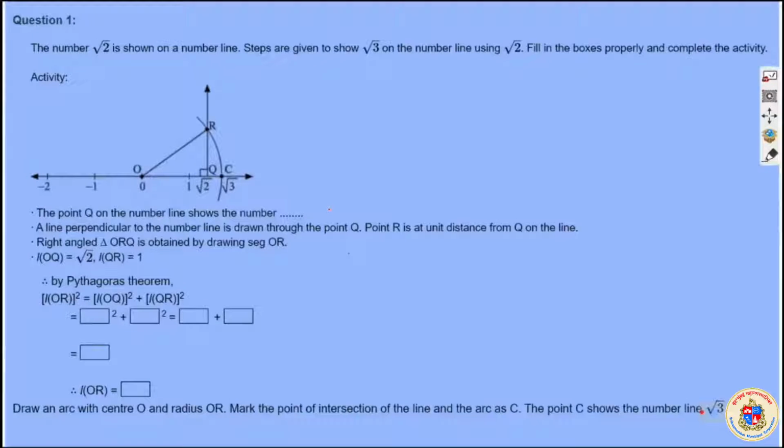Here is another kind of sum. Again representing a number on a number line, but the number happens to be root 2. Root 2 to be represented on the number line, root 3 to be represented thereafter. Understood? How to represent root 2 on a number line? We are making use of the principle of Pythagoras in order to solve such a situation.